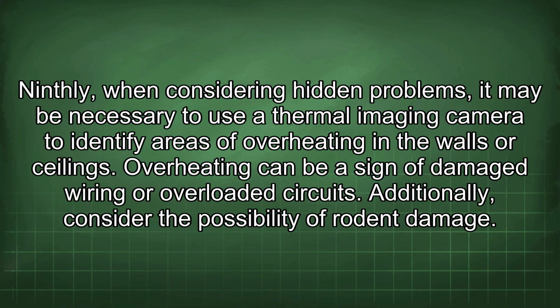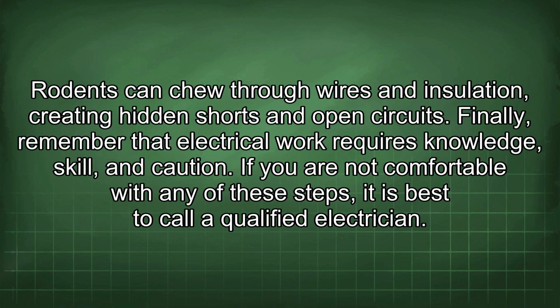Ninthly, when considering hidden problems, it may be necessary to use a thermal imaging camera to identify areas of overheating in the walls or ceilings. Overheating can be a sign of damaged wiring or overloaded circuits. Additionally, consider the possibility of rodent damage. Rodents can chew through wires and insulation, creating hidden shorts and open circuits.